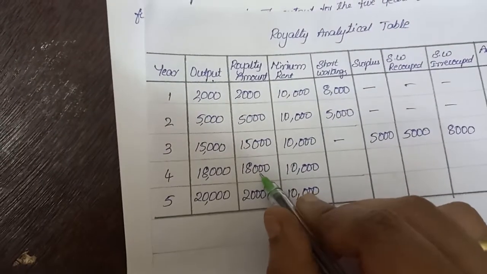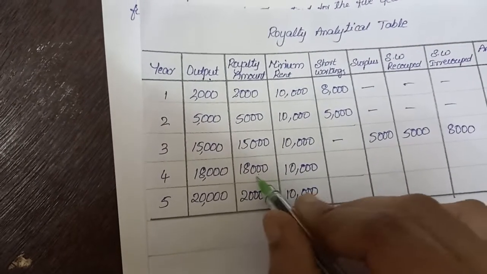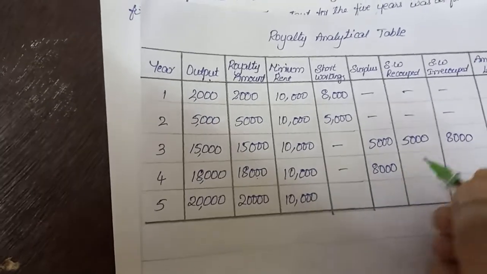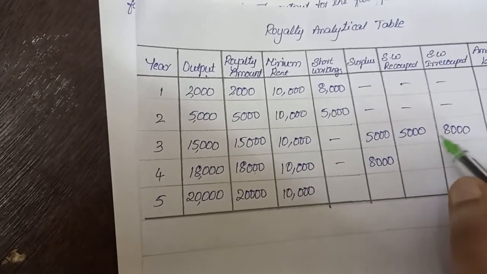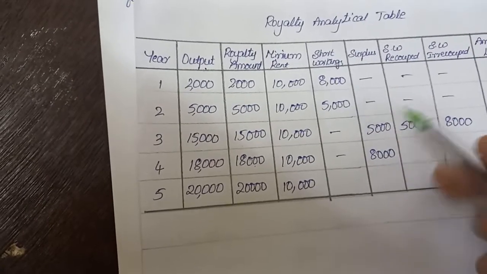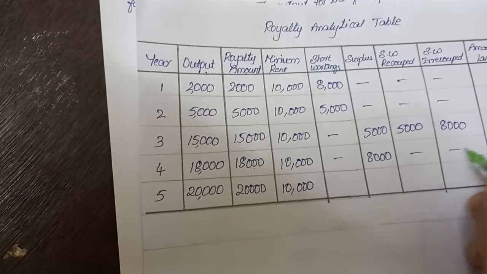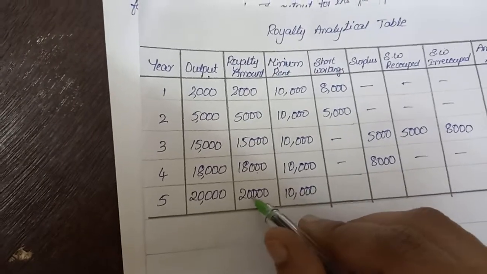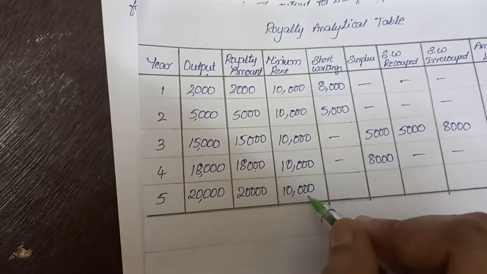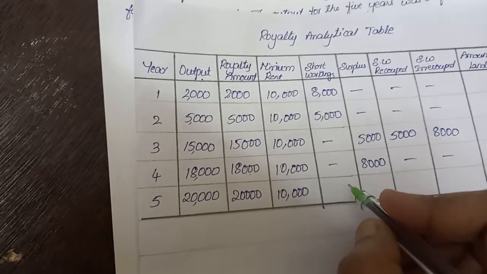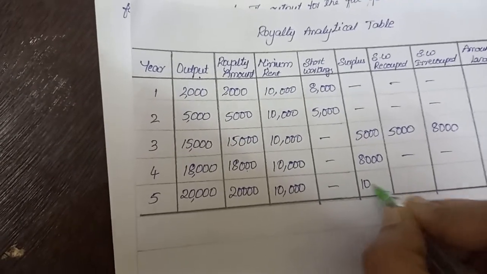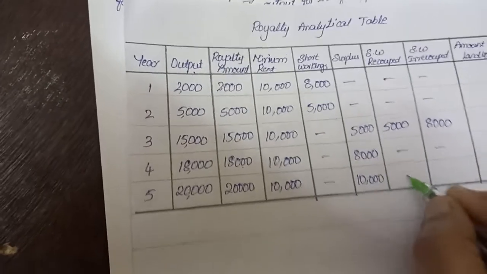Here the royalty amount is more and minimum rent is less. So it is surplus again, which is 8,000. Here we are not going to make any adjustments because he has asked us to adjust only in the first 3 years. So no recoupment and no not recouped. Here in the fifth year, the royalty amount is 2,000 and minimum rent is 10,000. So we don't have any short workings here. Again we have 10,000 of surplus here.